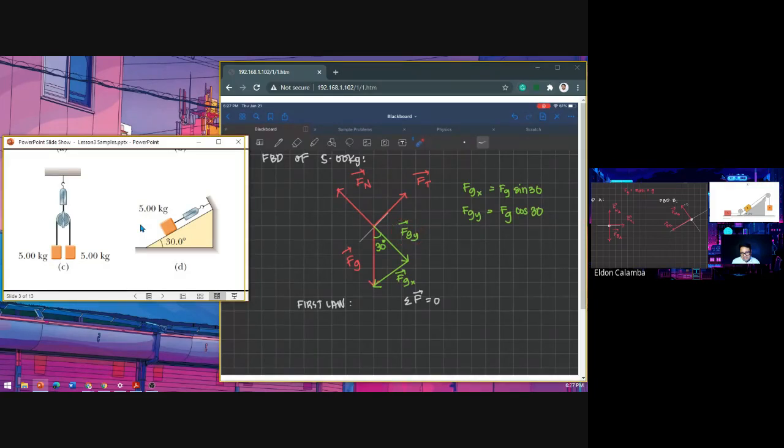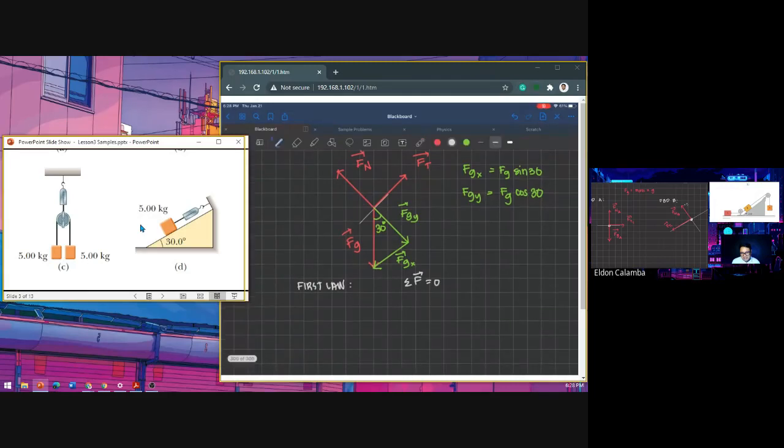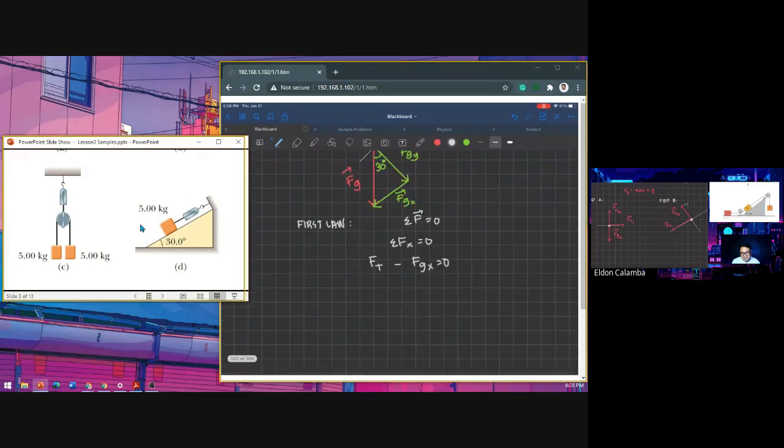So, meaning to say, hindi mo makukuha ang reading ngayon ng spring scale. But ang makukuha mo is the normal force. So, dun ka na diretso, summation of forces sa x. Why? Kasi, nandyan si tension force. So, nasa x is tension force, and then you already know what Fgx is. You could solve for the tension force. So, summation of forces sa x equal to 0. So, this is positive Ft minus Fgx equal to 0. So, Ft is just equal to Fgx.